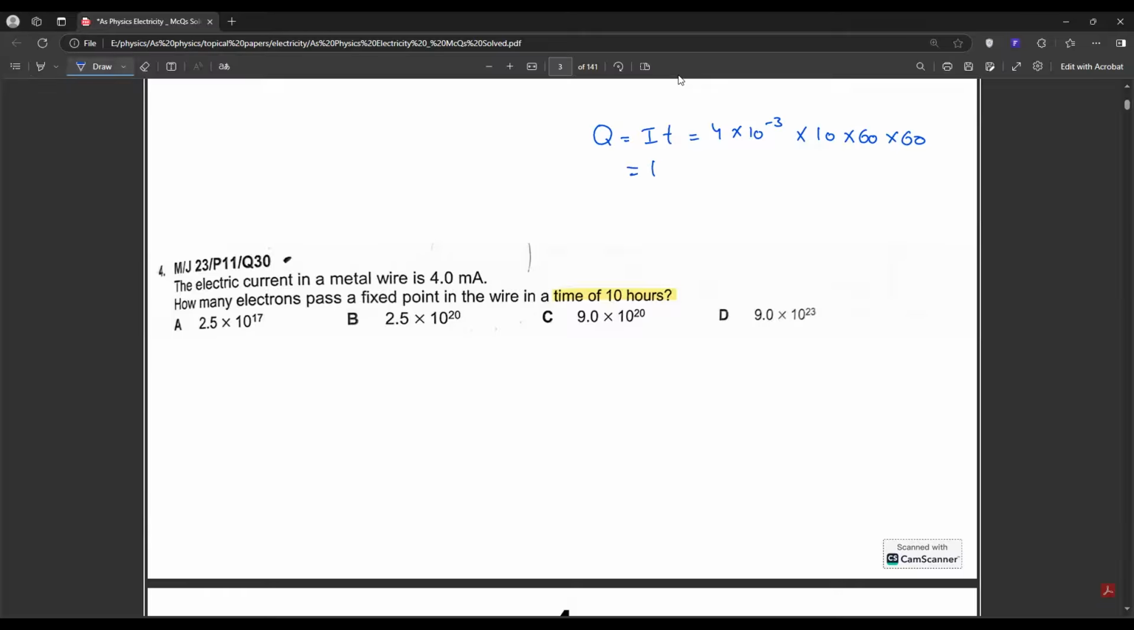This is 144 coulombs. Each electron has a charge of what? Each electron, or one electron, has a charge of what? 1.6 into 10 raised to the power of minus 19 coulombs.